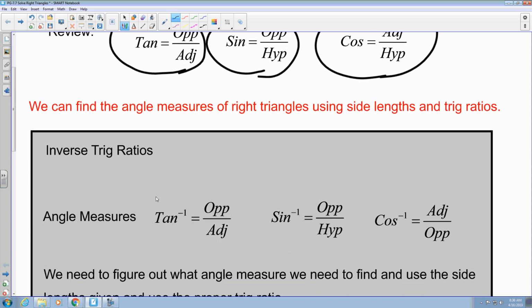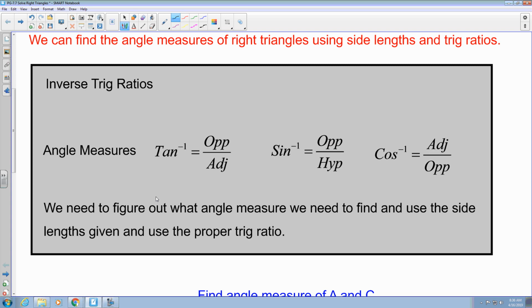Now, what we're going to look at is inverse trig ratios. So let's say we did not get any angle measures at all except for the right angle, but we were given at least two side measurements. We could figure out what an angle measure would be by using the inverse trig ratio. So to find an angle, we could use inverse tangent, which is opposite over adjacent, inverse sine, which is opposite over hypotenuse, or inverse cosine, which is adjacent over hypotenuse. Like it says here, we can figure out what angle measures we need to find and use the side lengths given to use the proper trig ratio.